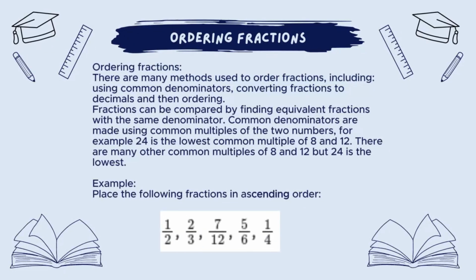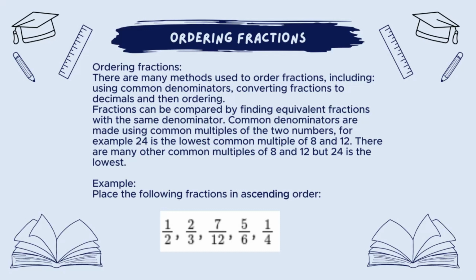Ordering fractions. There are many methods used to order fractions, including using common denominators, and converting fractions to decimals and then ordering. Fractions can be compared by finding equivalent fractions with the same denominator. Common denominators are made using common multiples of the two numbers. For example, 24 is the lowest common multiple of 8 and 12. There are many other common multiples of 8 and 12, but 24 is the lowest.